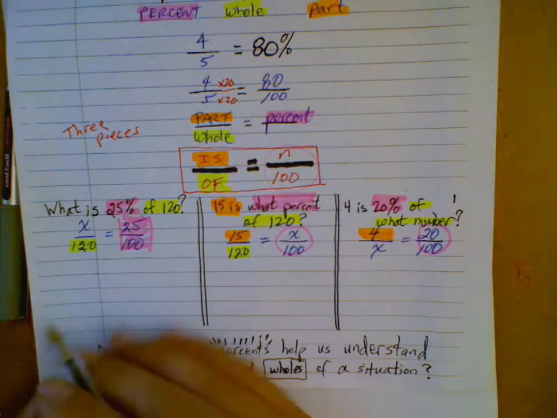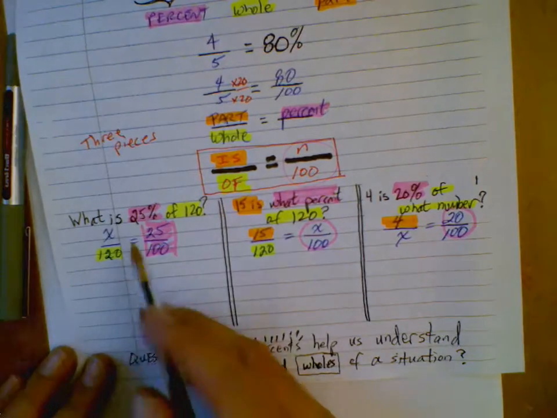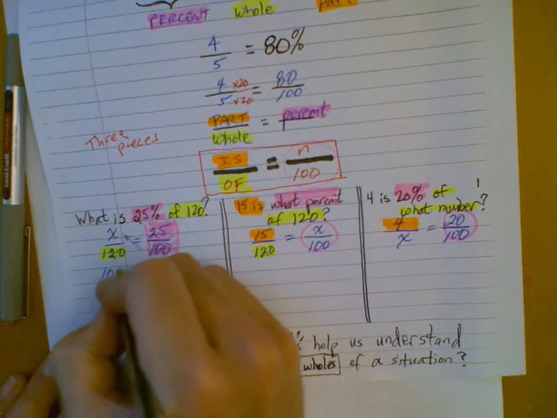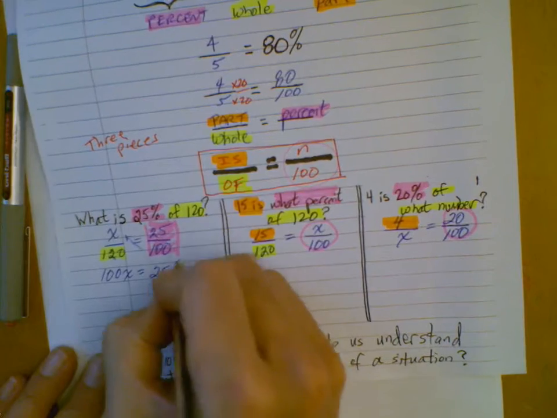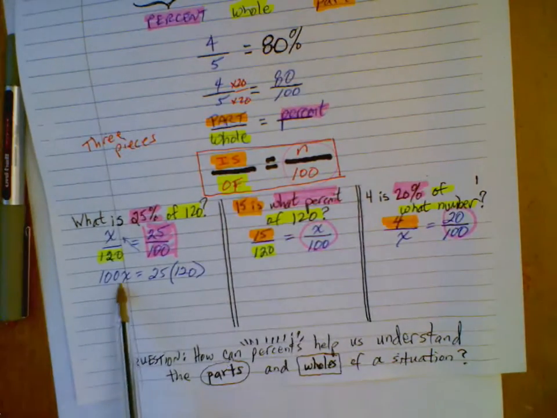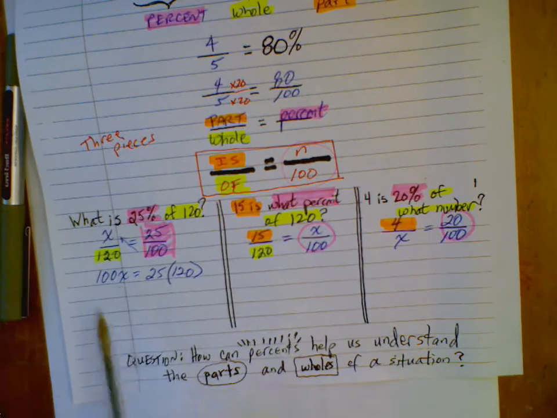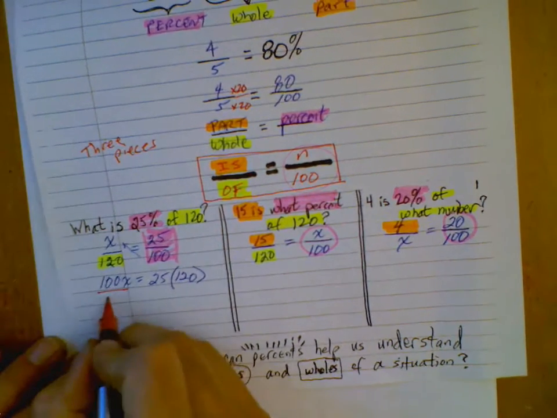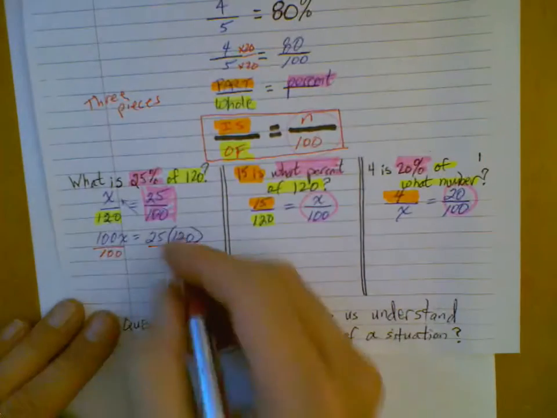So setting up the problem is the first step. Now, from this point, we solve them all the same way. We do the cross product, so I'll come back to my first one. My cross product: I'm going to multiply the 100 times the x and get 100x. And that's going to be equal to 25 times 120. And now I have a problem. 100x equals 25 times 120. If I want to get the x by itself, I'm going to have to divide by what's in front of the x, or 100. And if I do it to this side, I also have to do the same thing to this side.